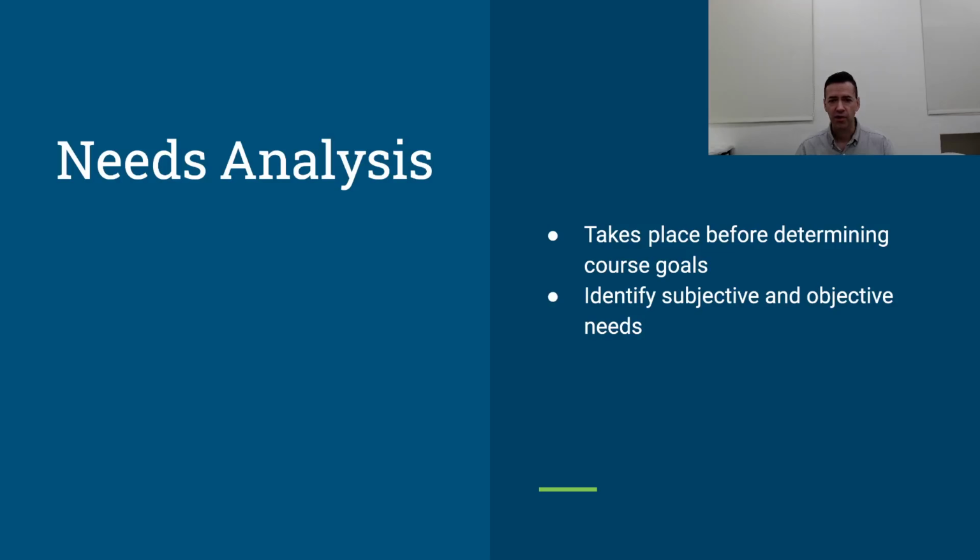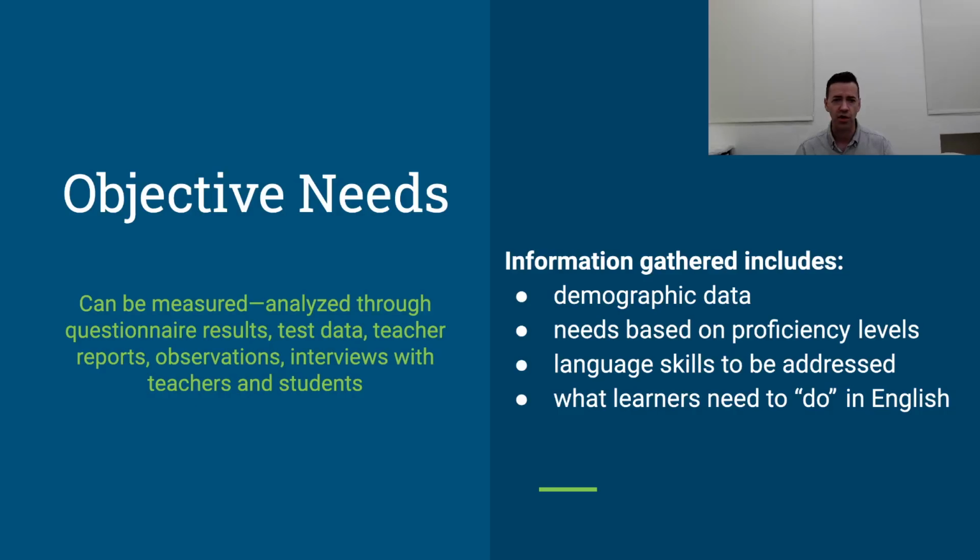Okay, so the needs analysis, as I mentioned, takes place before determining the goals. How can you create goals if you don't know what the students need first, right? And there are two types of needs that we can look at, subjective and objective. So first of all, we look at the objective needs. These can be measured. They can be analyzed through questionnaires, test data, teacher reports, observations, interviews with teachers and students.